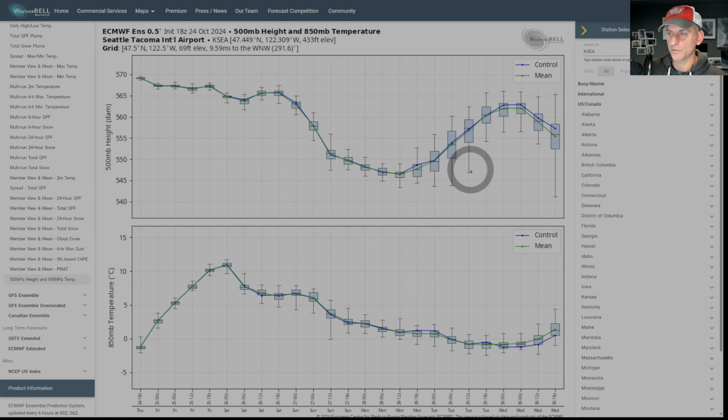But as you can see, when you go a little bit further out, this blue box that contains the 75th and 25th percentile of those 50 ensemble members starts getting bigger. Our forecast decreases in confidence, and you can see some of these gray lines out there. They start to diverge quite a bit when you look out into the extended forecast.